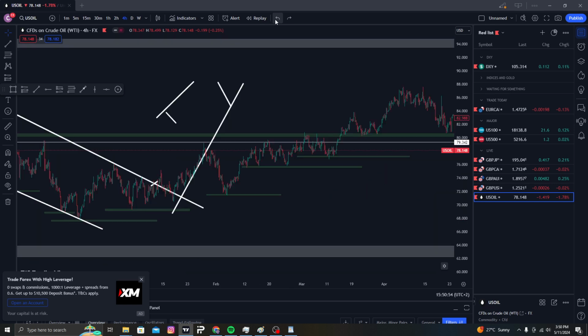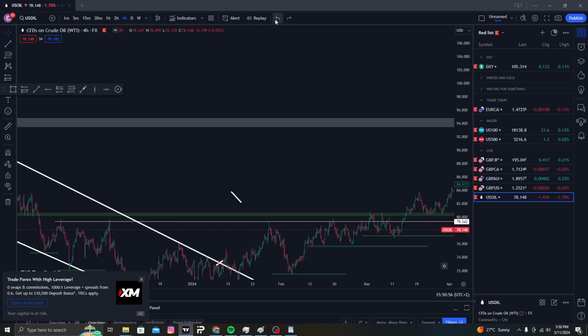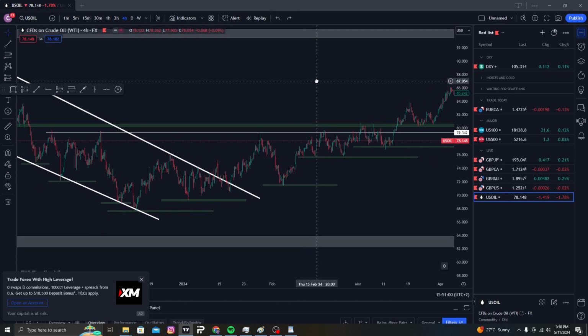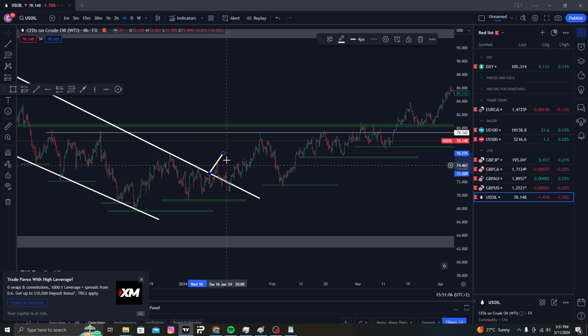Okay, let me do this. I want to remove them so I can draw them properly. You see this? So price did this. After this, price broke, retested, and started shooting up.